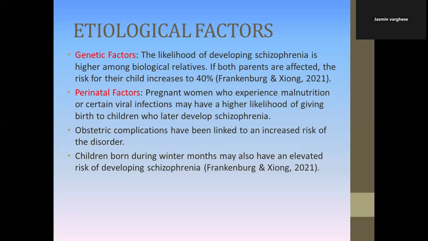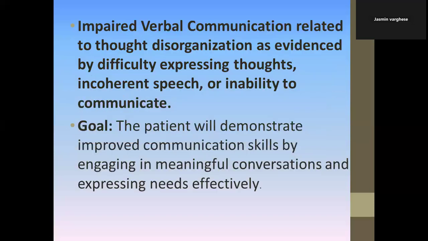Perinatal factors. Pregnant women who experience malnutrition or certain viral infection may have higher likelihood of giving birth to children who later develop schizophrenia. May or may not, guys. This is not compulsory. Obstetric complications have been linked to an increased risk of the disorder, and also children born during winter months may have an elevated risk of developing schizophrenia according to studies. This is not the exact etiology I'm saying, and these are all just risk factors.